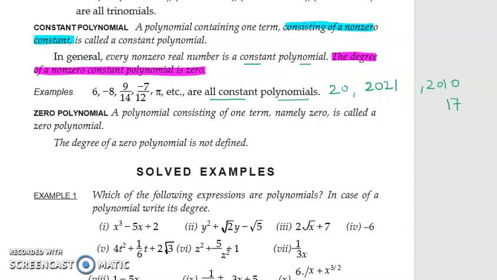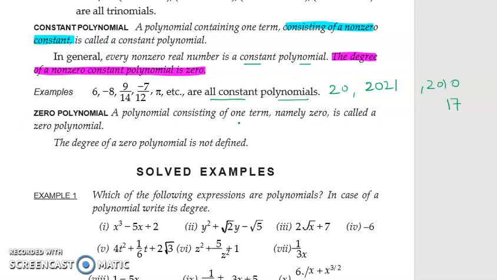So all constants are constant polynomials, and the degree is what? The degree of a non-zero constant polynomial is 0. Okay, examples are there. Now coming to the zero polynomial. Don't get confused between a constant polynomial and a zero polynomial. That is why I've given the definition with examples.